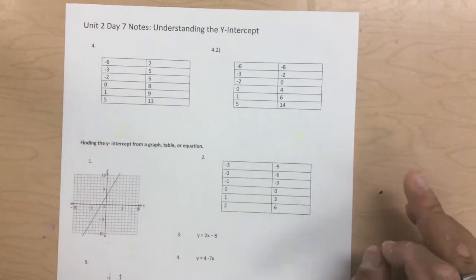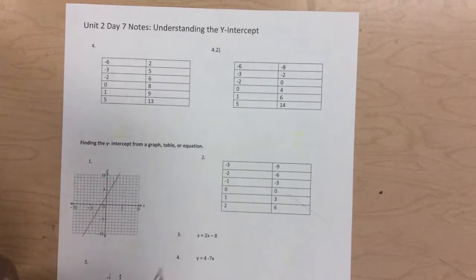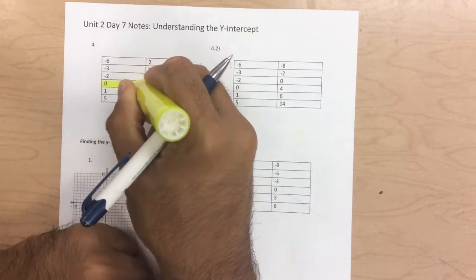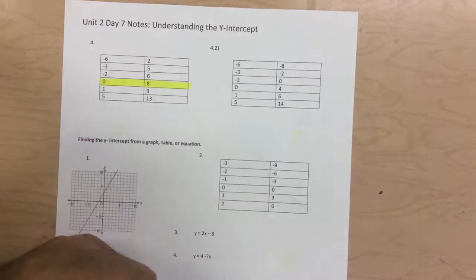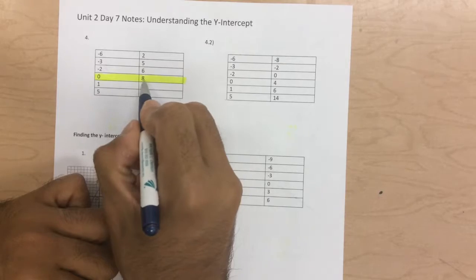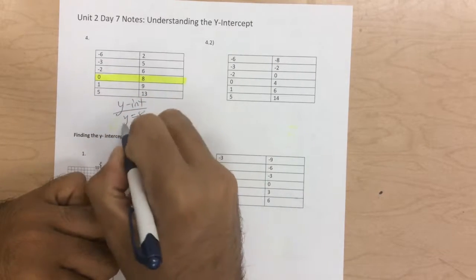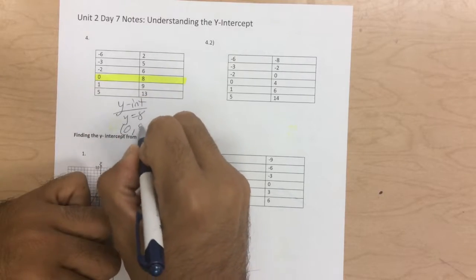Now, what about a table? Well, if you're looking at a table, we already know that the x value has to be 0. It's always 0 when we're looking at the y-intercept. So when we look at a table, we're looking at where the x value is 0. So the y value will be your y-intercept. So my y-intercept is 8. So y equals 8, or you can just do the ordered pair, 0, 8.